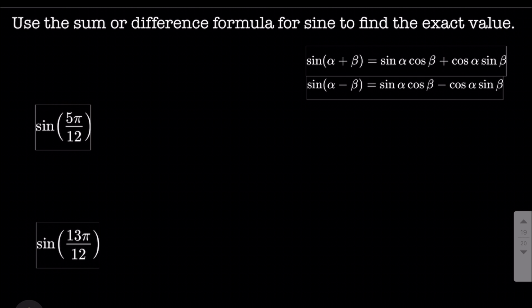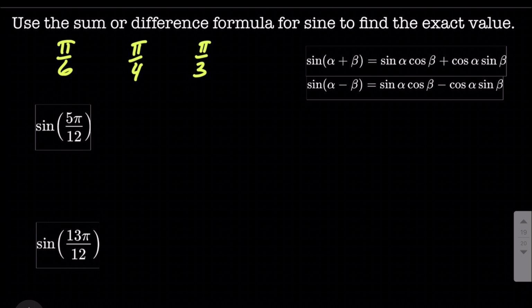Okay, let's use sum or difference formulas for sine to find exact values of these angles that are given to us in radians. To do so, what we really want to do is stick to some angles that we really know and we're comfortable with. So the ones that we want to play around with are pi over 6, pi over 4, and pi over 3. All right, because we know how to evaluate those in sine pretty easily and cosine.